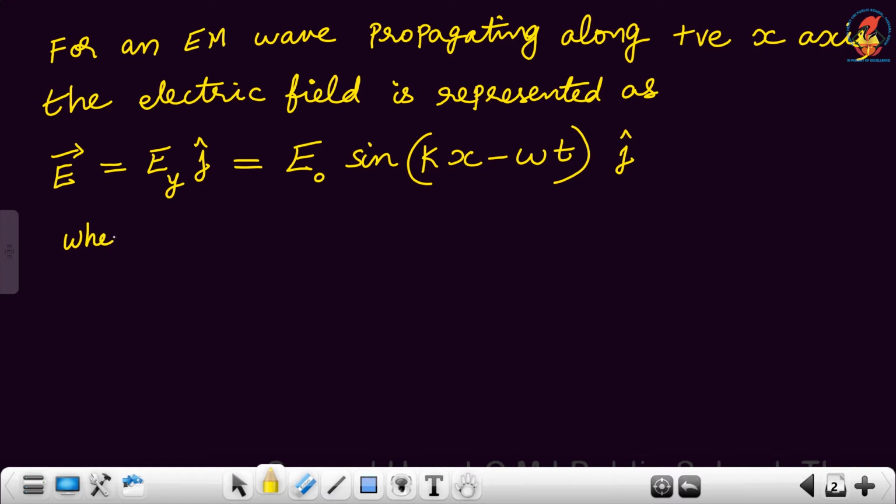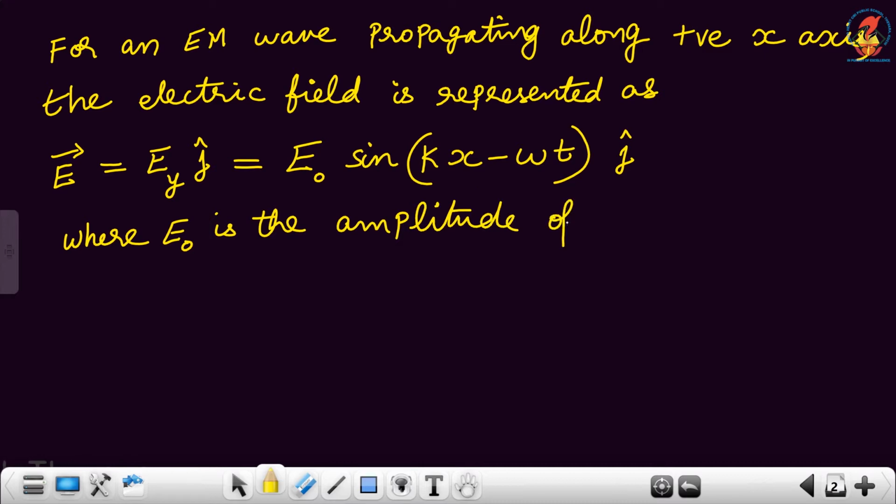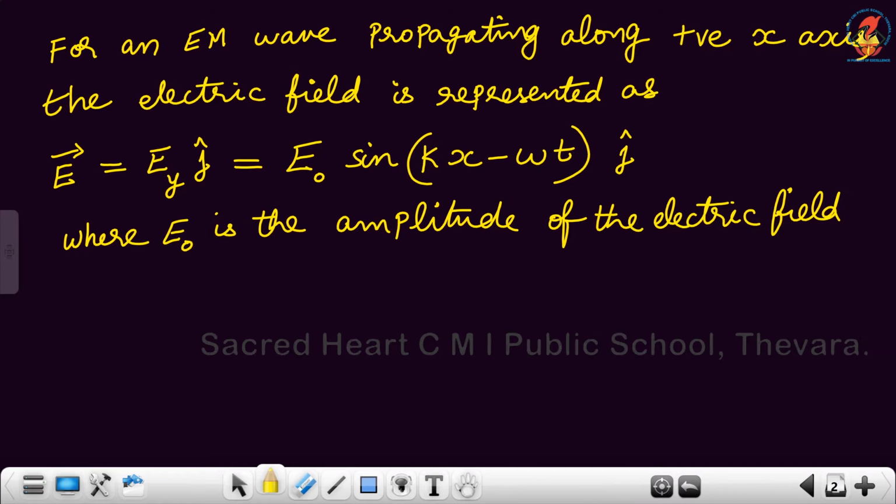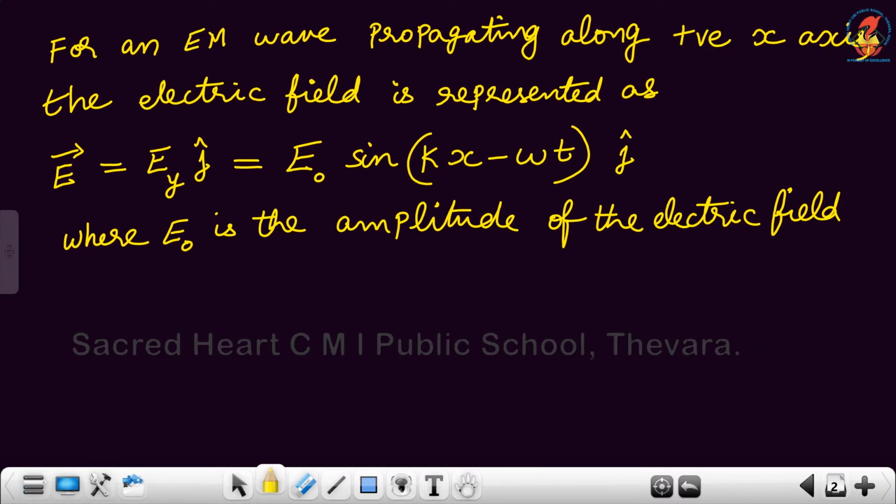What is E0? E0 is the amplitude of the electric field. Amplitude means the peak value of the electric field. And what is E? E means the electric field at any instant, the instantaneous electric field. So, E0 is the amplitude of the electric field.